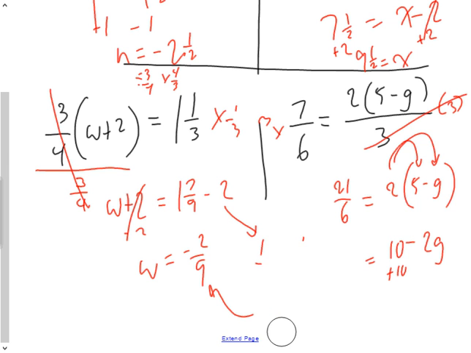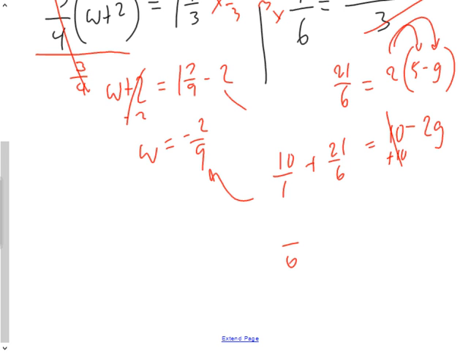Hold on. 21 over 6. If I add 10 to it, ooh, this is going to get complicated pretty quick. 10 is really the same thing as, oh heavens, 10 over 1 is the same thing as how many over 6? It's 60 over 6. It's the same thing as 10. Plus 21/6 is 81/6 equals negative 2g. Whew.